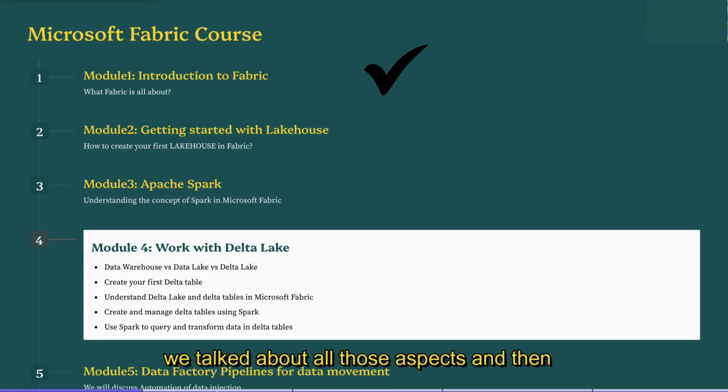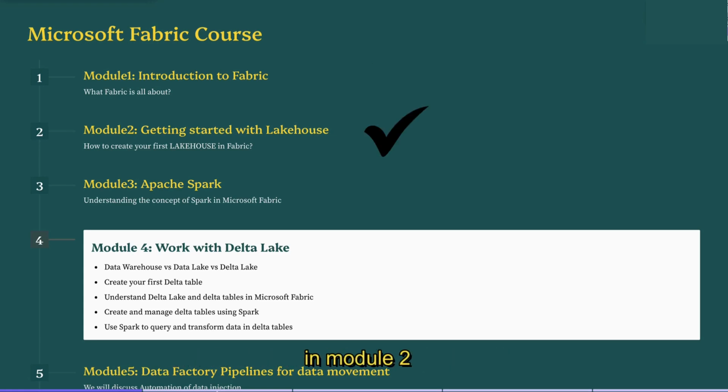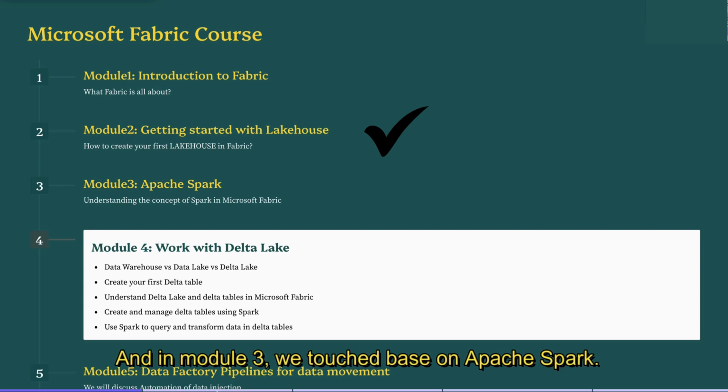We talked about all those aspects, and then in module 2 we talked about how you can create your own Lakehouse in Microsoft Fabric. That was module 2 where we built our own first Lakehouse. Then we tried to upload various files in the Lakehouse. Then we created our new notebook, and then we did some Python and SQL coding to do some kind of data analysis on it. And in module 3 we touched base on Apache Spark.